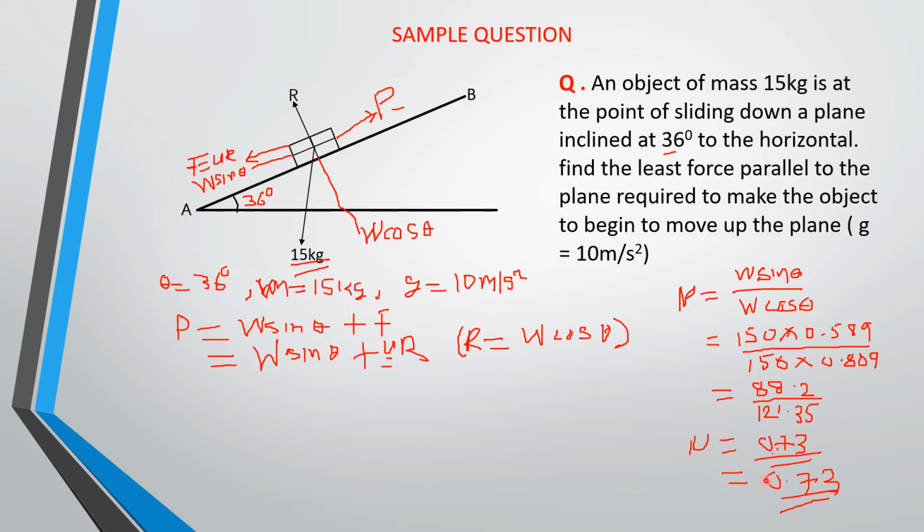Coefficient of friction is here. Normal reaction, which is W cos theta, you already have it here. So just substitute your value into this equation, then you get the pulling force. So if we do that, we're going to have this.